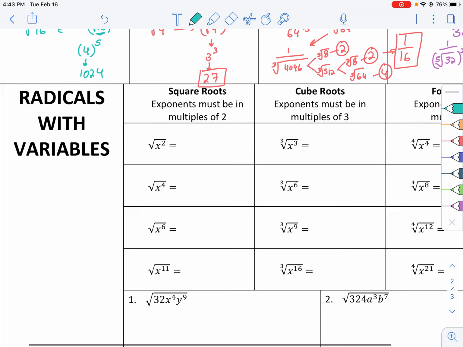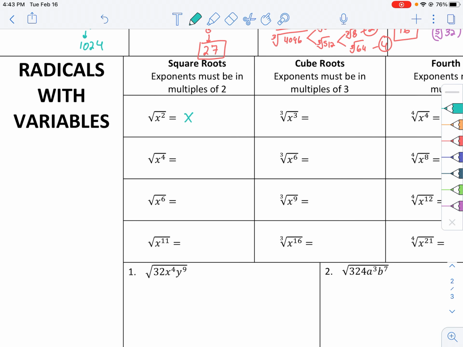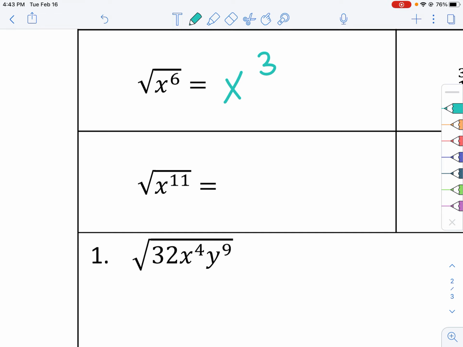So let's talk about square roots, right? Exponents must be in multiples of 2. We've already talked about this. This would be x. This would be x squared, x to the 3rd, square root of x to the 11th. Now this is where it gets a little bit trickier, okay?